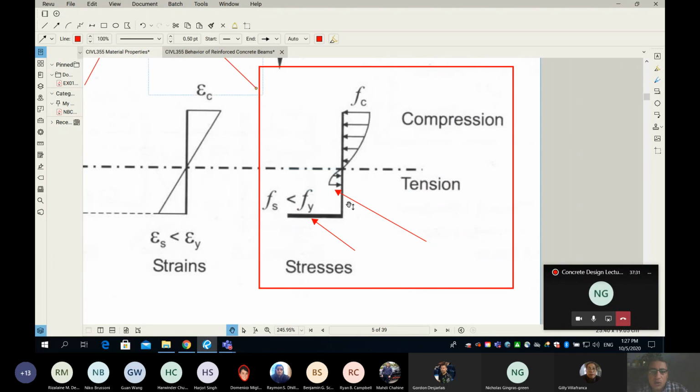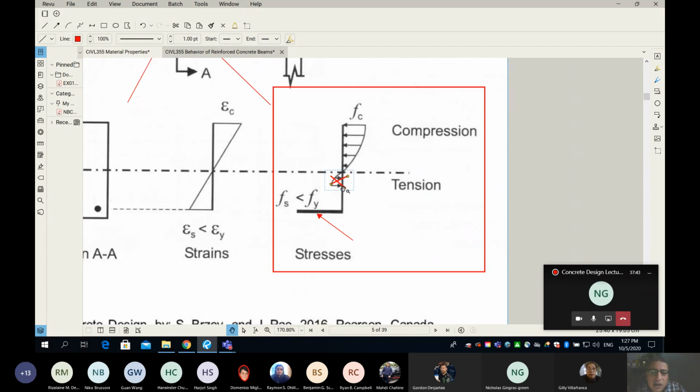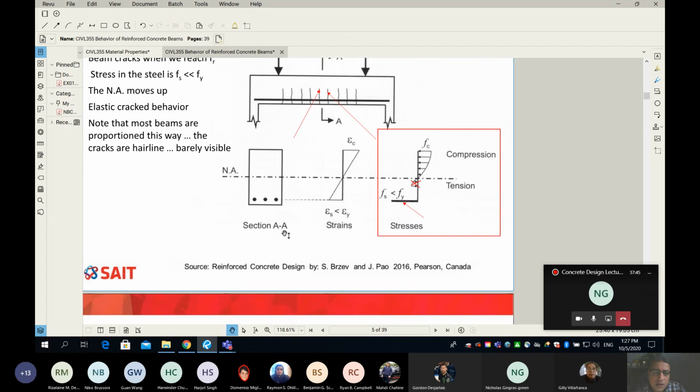Okay, here we go. So I'm going to cross this part out. This little part here will be neglected for future derivation.